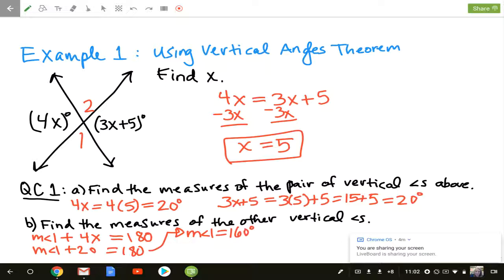Since angle 2 is also a linear pair with 4x, I could go through the same steps to find the measure of angle 2, or I could just use the vertical angles theorem to say that the measure of angle 1 is equal to the measure of angle 2, which has to be 160 degrees. So it's okay to use the vertical angles theorem except when we were trying to prove it. That was the only time we couldn't use it. So in this case, we were able to use it, and it makes things a lot quicker for us.